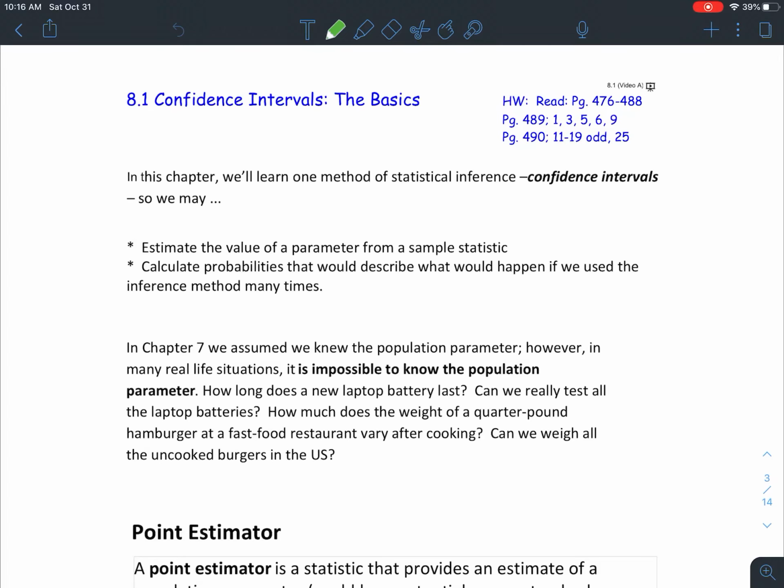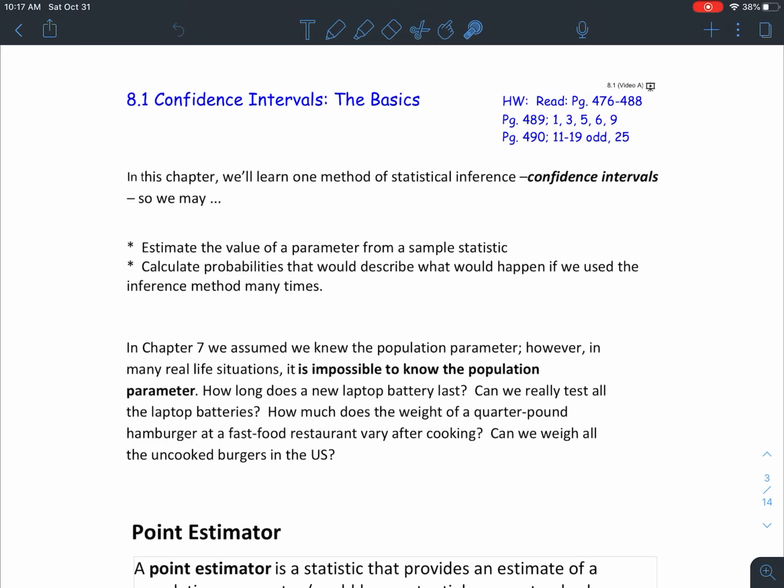Okay, we're going to start chapter 8 today, taking a look at confidence intervals. This is really our first look at what's considered an inference procedure for trying to estimate a parameter about a population. So we're just going to talk about the basics here in this first section. And then in the next section, we're going to exclusively look at creating confidence intervals for estimating a population proportion. Then section 8.3 will be creating confidence intervals for population means.